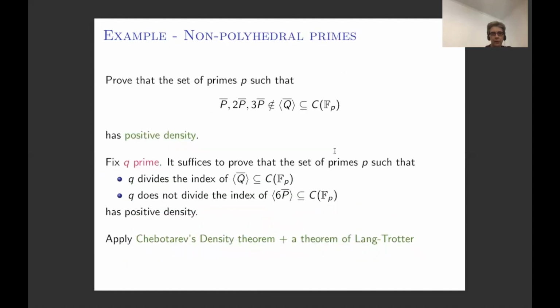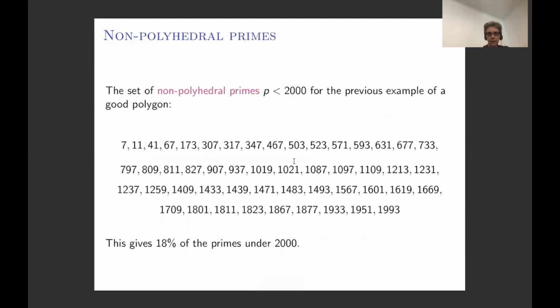And so we're trying to prove then that this condition, the primes for which these multiples do not belong to this subgroup, has positive density. And this is an application of Chebotarev's density theorem and the theorem of Lang-Trotter. And it results in these primes under 2000 being the non-polyhedral primes for this particular example.